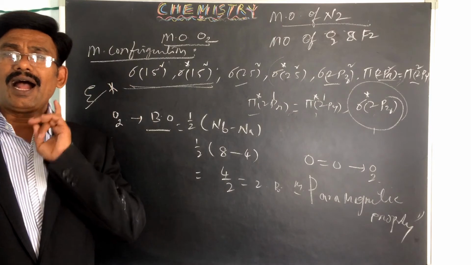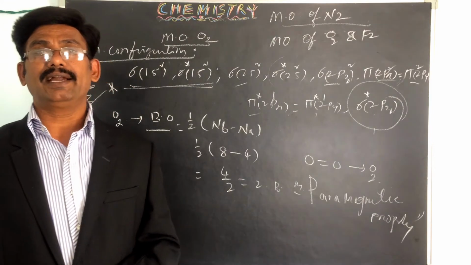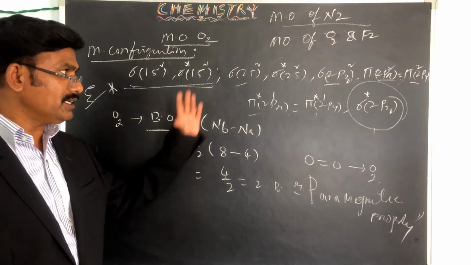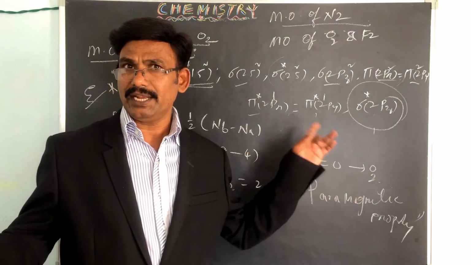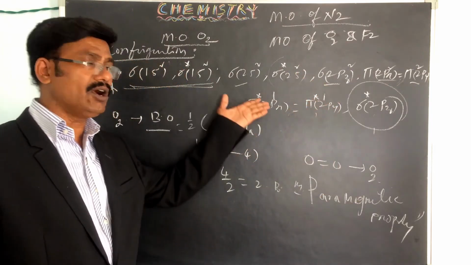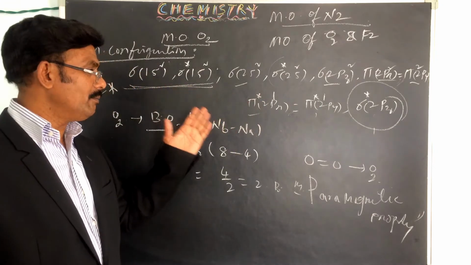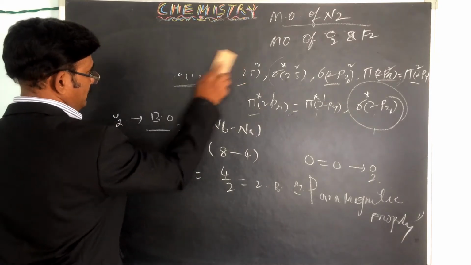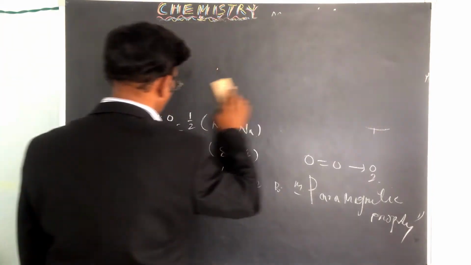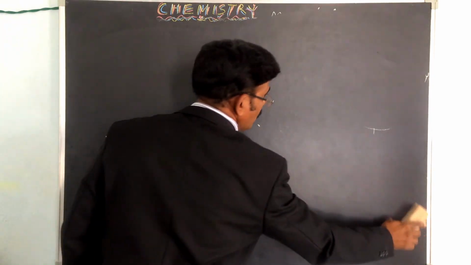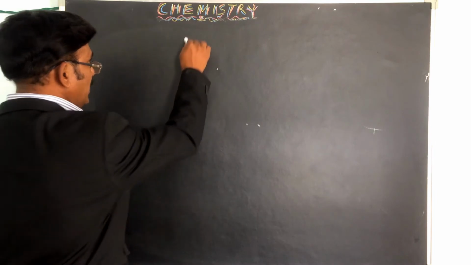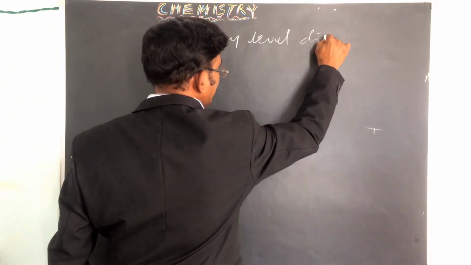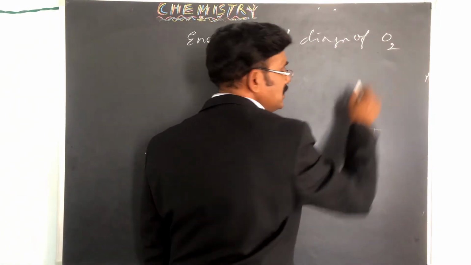Okay, these three are important. And finally, the energy level diagram. This is the most important one. If we know the energy level diagram perfectly, then we can know the increasing order, bond order, and magnetic property. So how is it? Okay, let's draw the energy level diagram of oxygen.